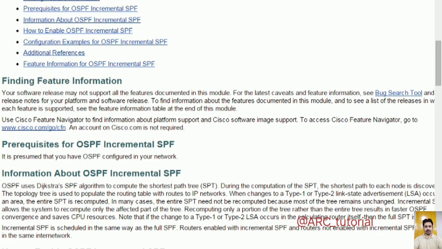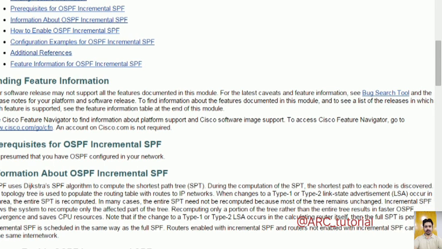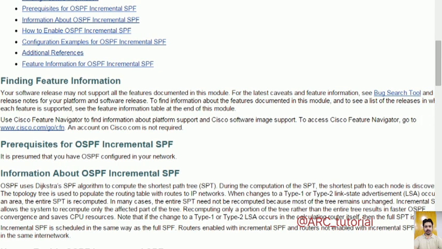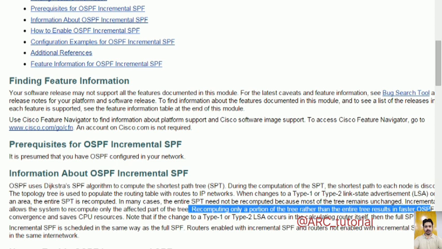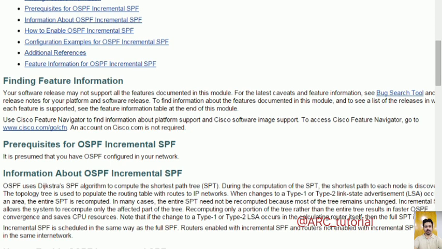Might be possible that a specific part of the SPT got changed. So for that purpose, here you are having ISPF. You see, in many cases, the entire SPT need not be recomputed, is not it? Because most of the tree remains unchanged. The incremental SPF allows the system to recompute only the affected part of the tree. Recomputing only a portion of the tree rather than the entire tree results in faster OSPF convergence and saves CPU resources.